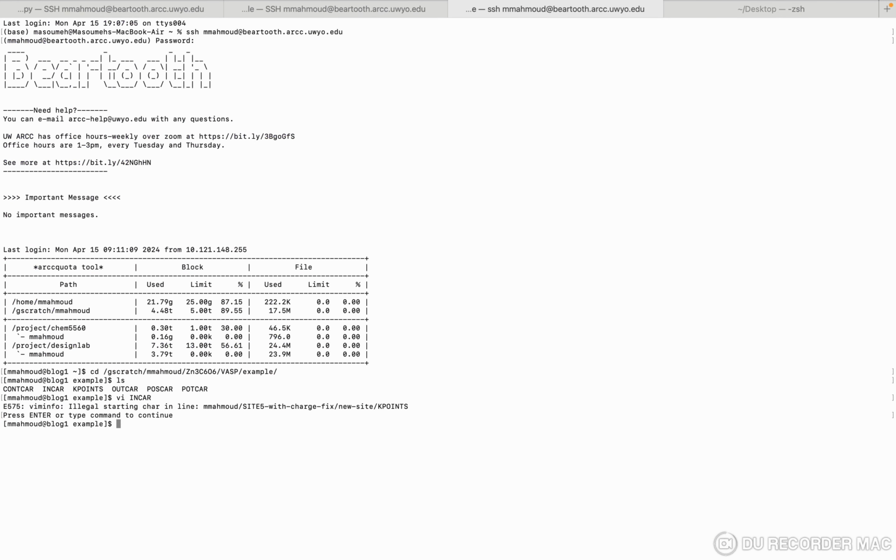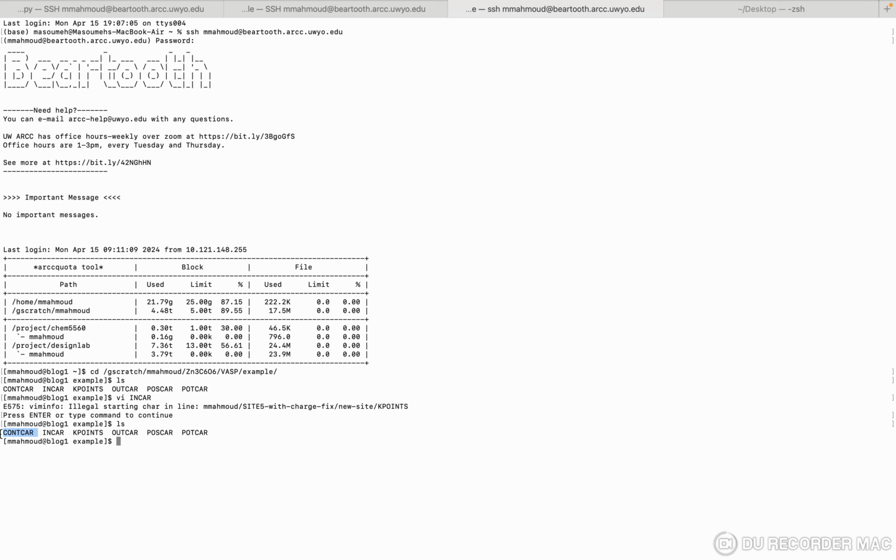Hi, this is Massey, and I'm going to talk about VASP, especially one of its important inputs, which is called the INCAR file. As you know, for a VASP calculation, we need four important input files, which are called INCAR, KPOINTS, POSCAR, and POTCAR. Today, I'm going to talk about INCAR and its two important commands.